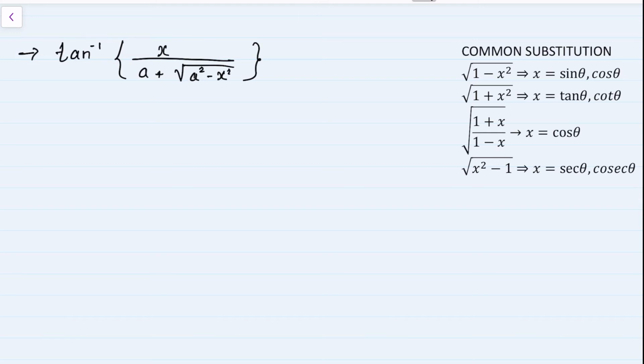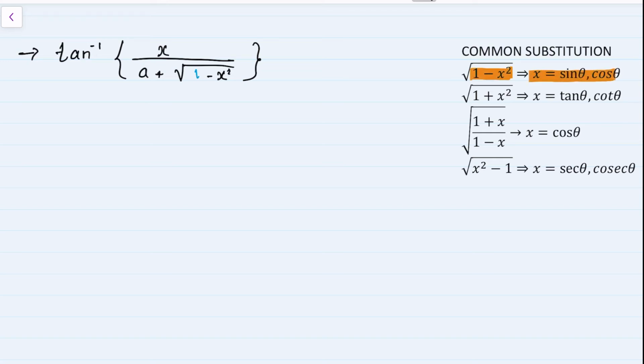Let us see next sum. Tan inverse of x upon a plus root of a square minus x square. Now our first priority would remain same, that is to remove the root. We don't have any identity for root of a square minus x square, but if we remove this a and write 1 inside, then we can compare this with the common substitution to the right hand side. The first one we can use here.